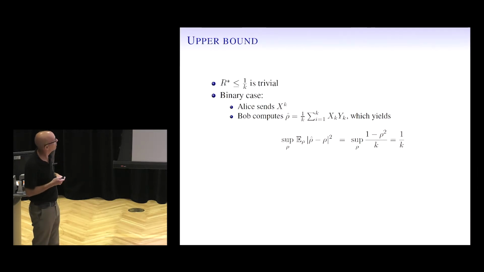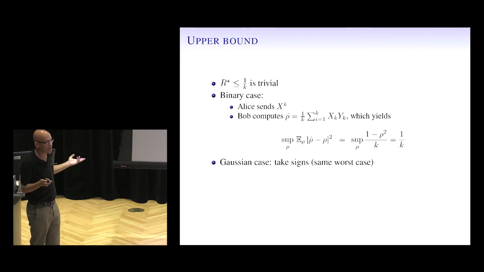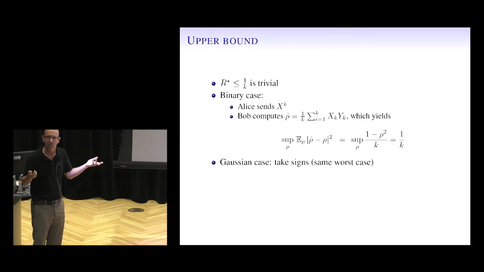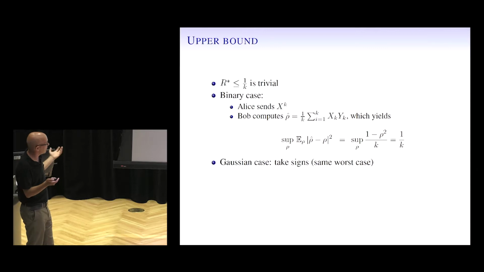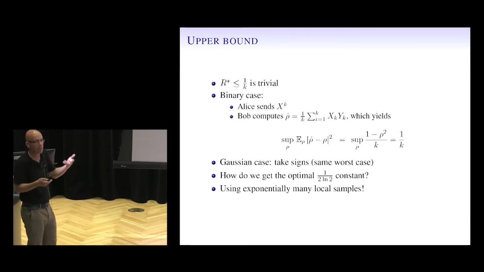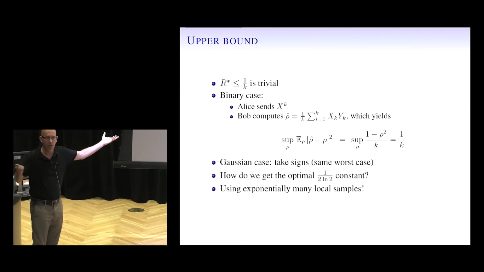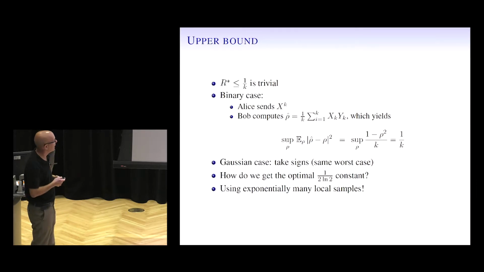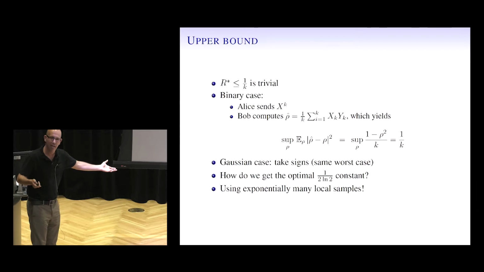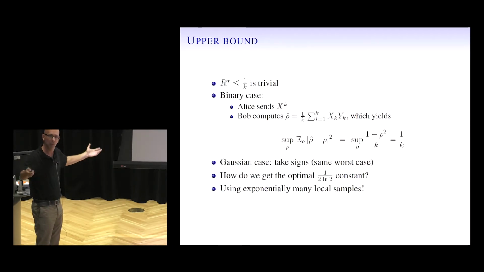So that's about it. In a Gaussian case, you can just take signs and get the binary setup. You change the correlation a little bit, but zero correlation doesn't matter, so it's the same. And the question is, how do we get the optimal constant, 1 over 2 ln 2? That's the only remaining question here. And it turns out that in order to do that, you have to use exponentially many local samples. So you have an infinite number of local samples, and you actually have to use the fact that you have so many.